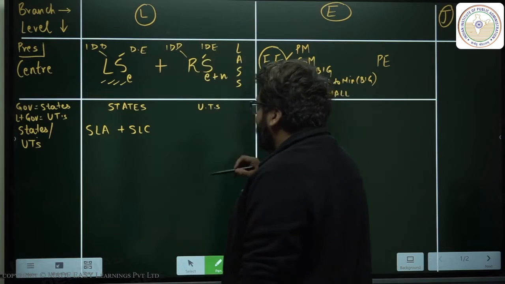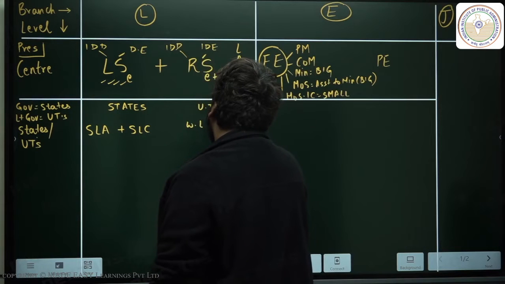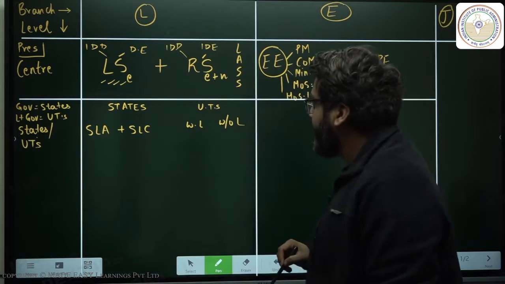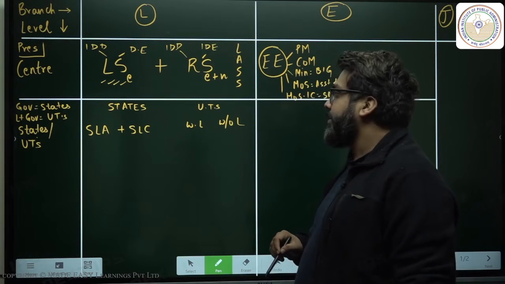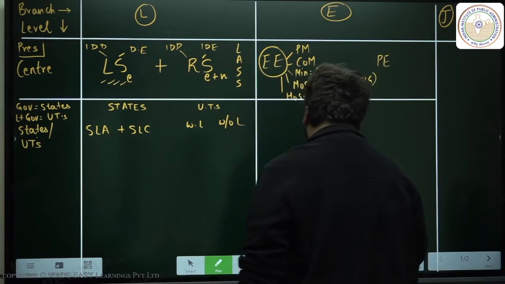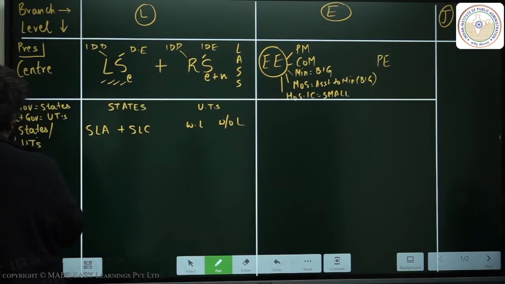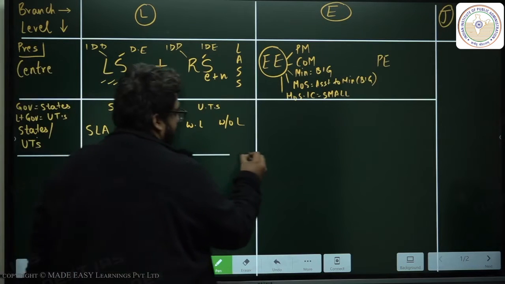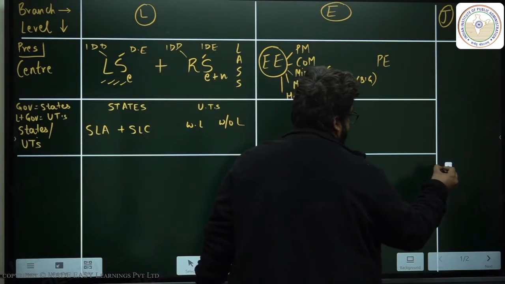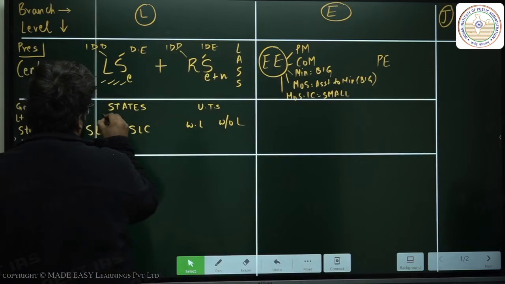Now you have union territories. There are two kinds of union territories: with legislatures and without legislatures. Okay, with legislatures and without legislatures. I'll explain them to you in detail. Don't worry. Let us quickly draw this properly.